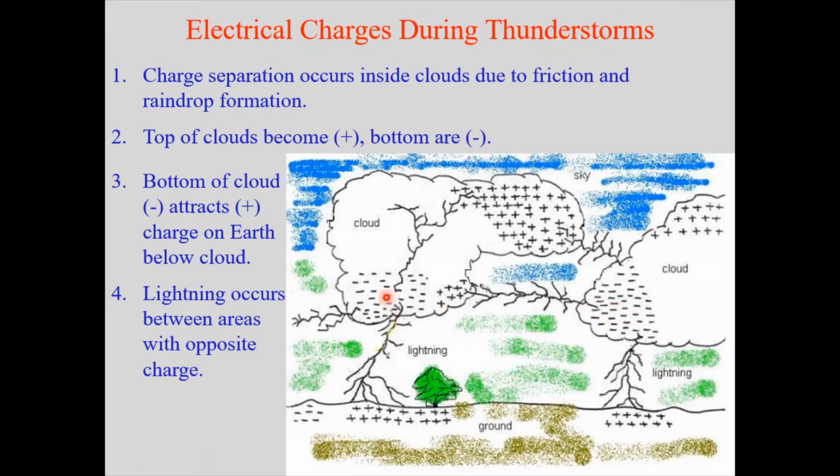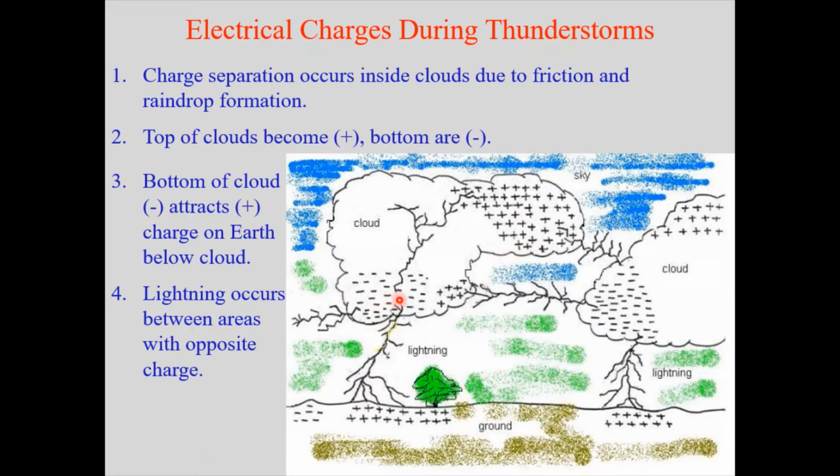So what can happen here is the bottom of the cloud, which is negative, will attract positive charges in the Earth. Basically, the way it does this is it repels electrons away from these atoms, leaving positive charges behind. When there's enough voltage between the bottom of the cloud here and the Earth below, lightning will occur such that that charge can transfer through the lightning bolt.